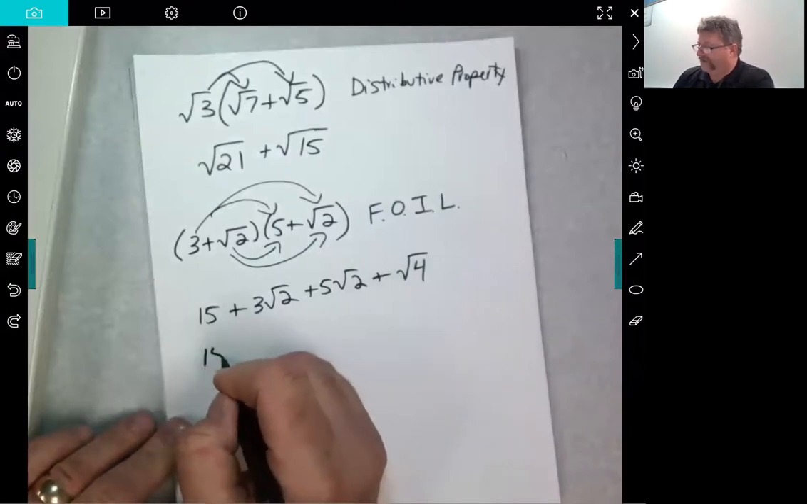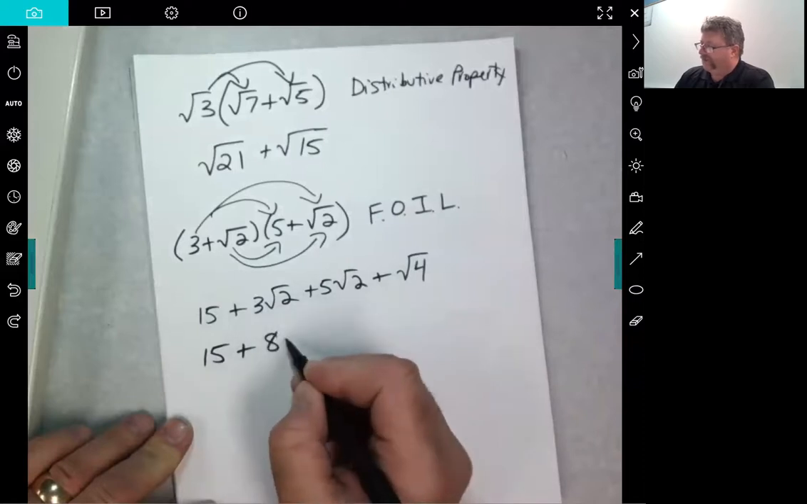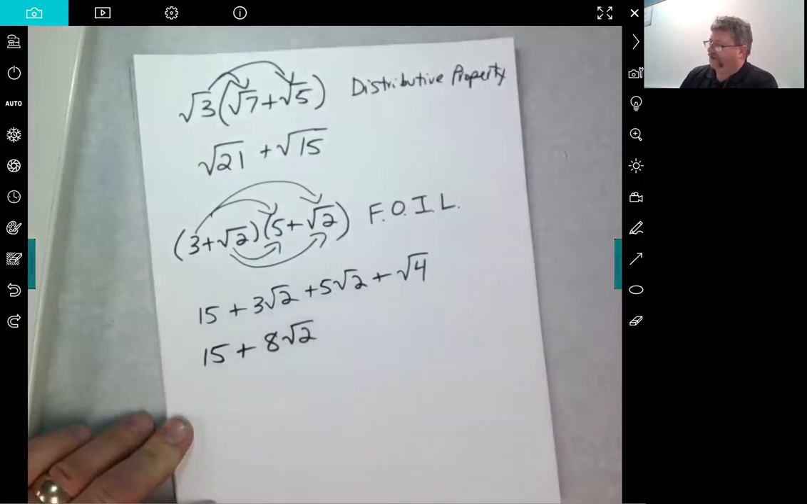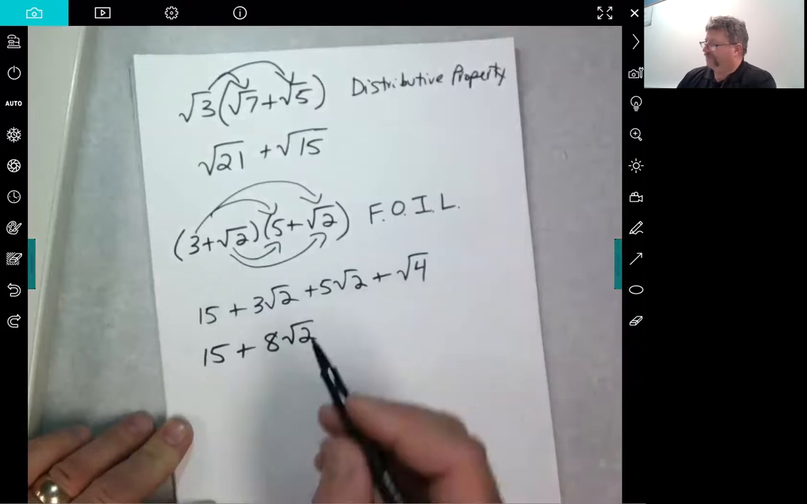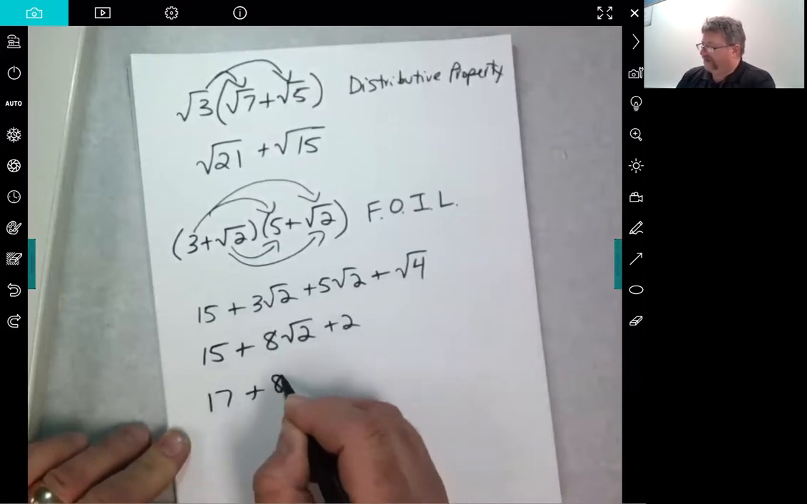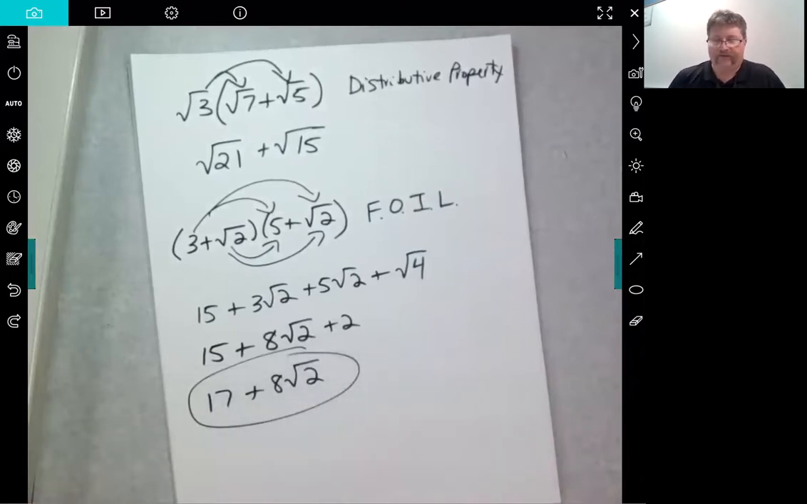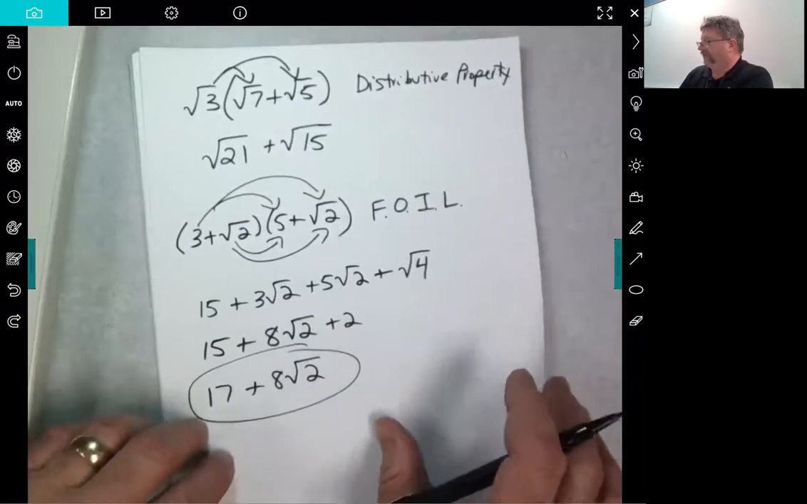Okay, now we can simplify a little bit. Here I've got like radicals, so I'll put those 2 together and I'll get 8 radical 2. And of course, the square root of 4 is just a good old 2. So 17 plus 8 radical 2 is my simplified answer there. Okay, the old FOIL process, just a binomial times a binomial. Let's try one more of them.